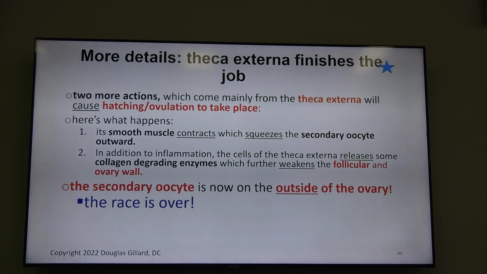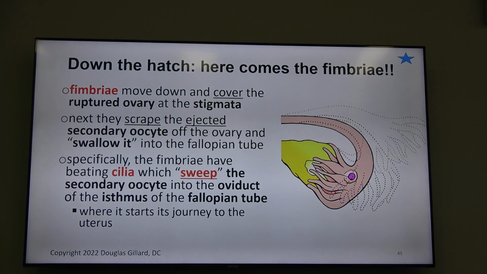Okay, so it weakens the follicular and ovarian walls. So that's yet another force. We got inflammation, we got contraction of the smooth muscle, we got swelling inside as it accumulates water. Those are three forces that are pushing our little egg out of there. And yeah, once it finally squirts out, the secondary oocyte is outside the ovary, the race is over, you have ovulation. Ovulation has occurred. Then what happens?